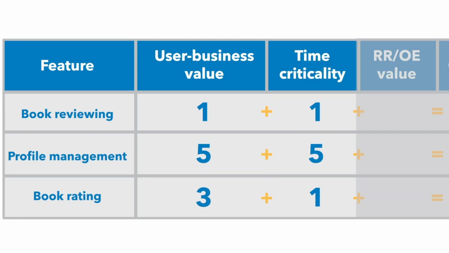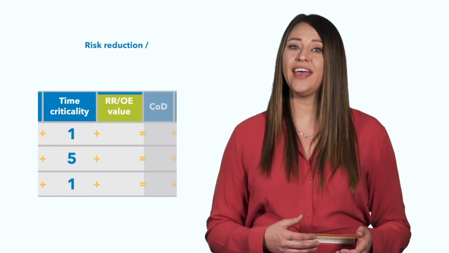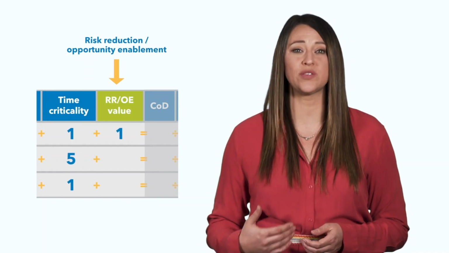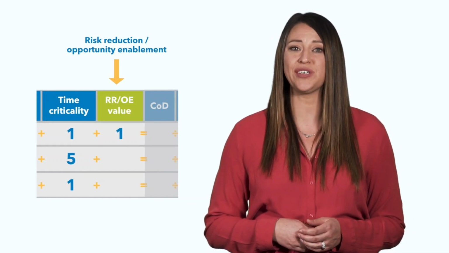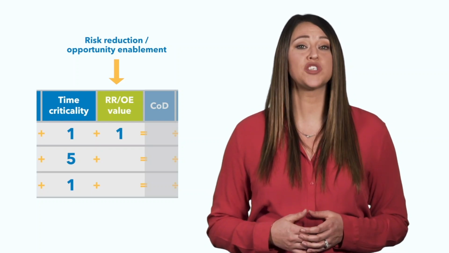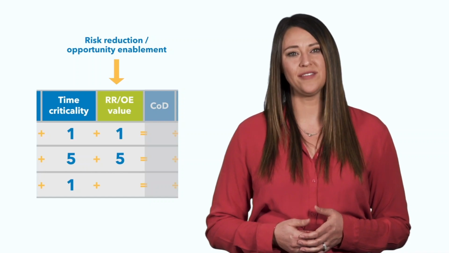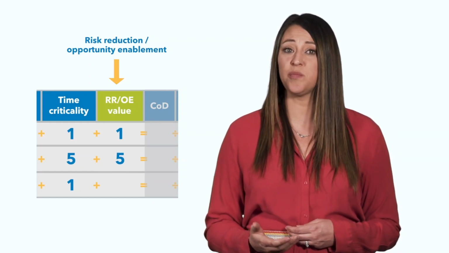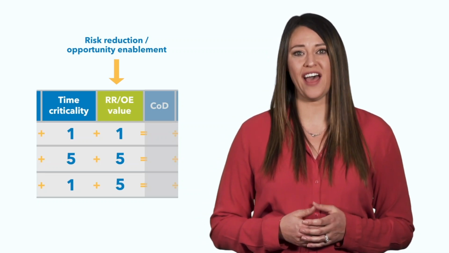The final component of cost of delay is risk reduction and opportunity enablement. Again, we scored book reviewing a 1, since we can't identify any real risk reduction or further opportunity enablement associated with this feature. Because profile management reduces customer dissatisfaction risk, we score it a 5. Book rating opens new opportunities with the ability to sort by the highest rated books and create bestseller lists. We also give this a 5.